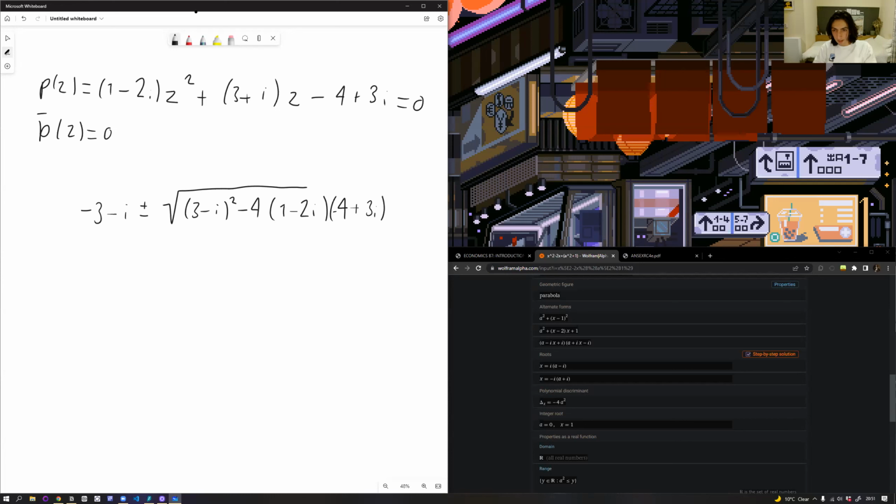There we go. And then over 2a. So over 2 times (1 minus 2i). I think that's okay. So negative 3 plus or minus, oh god, do the i in. Plus or minus, let me just put it in here. That's 9, negative 3i, negative 3i.